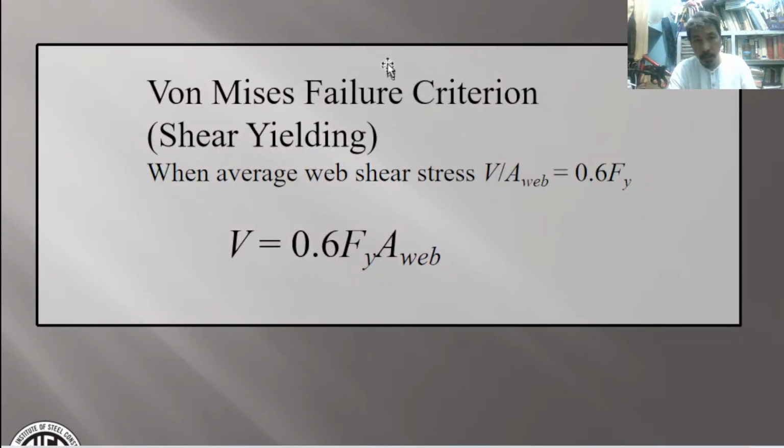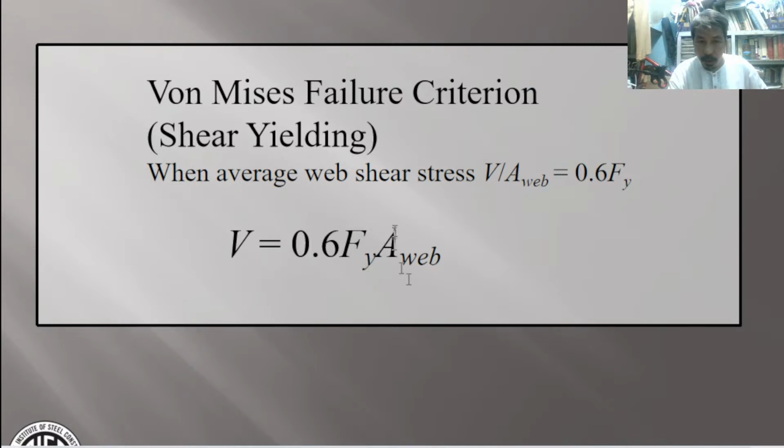So von Mises failure criterion. I don't know the correct pronunciation of this. Anyway, this is the von Mises failure criterion for yield shear, with the average web shear stress equal to this 0.6 Fy. Okay? Therefore, we can find the total shear.